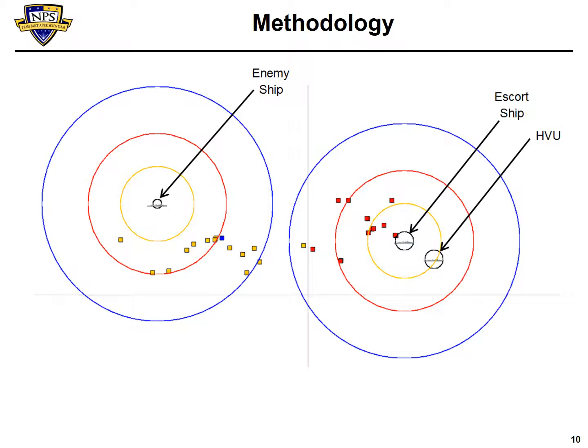Each square with colors represents a type of weapon. For instance, the orange ones are ASMs.